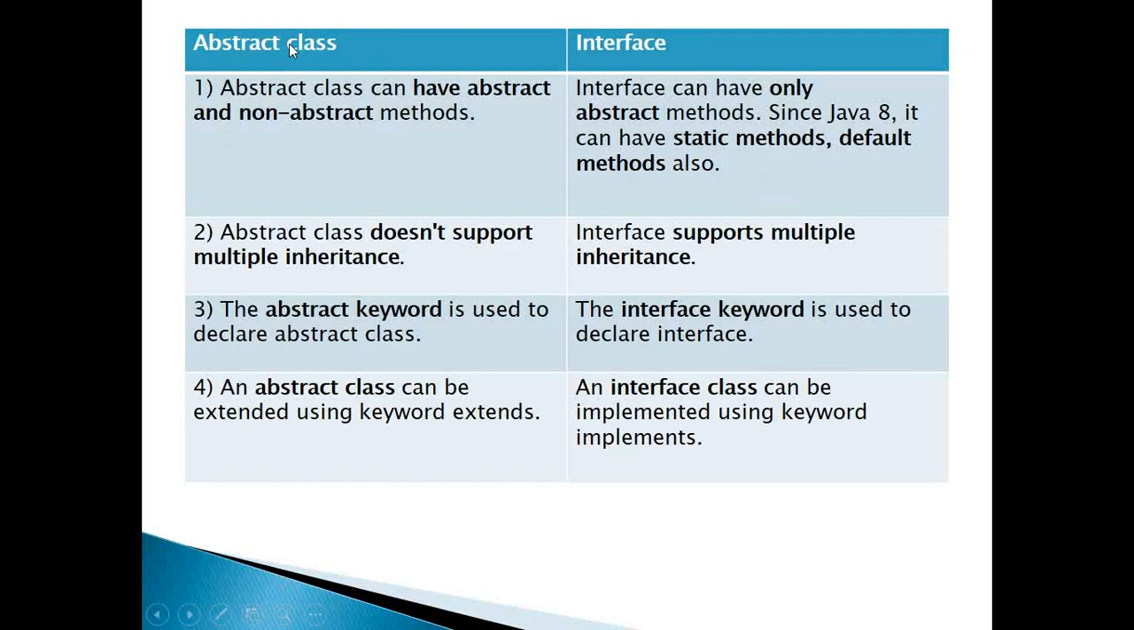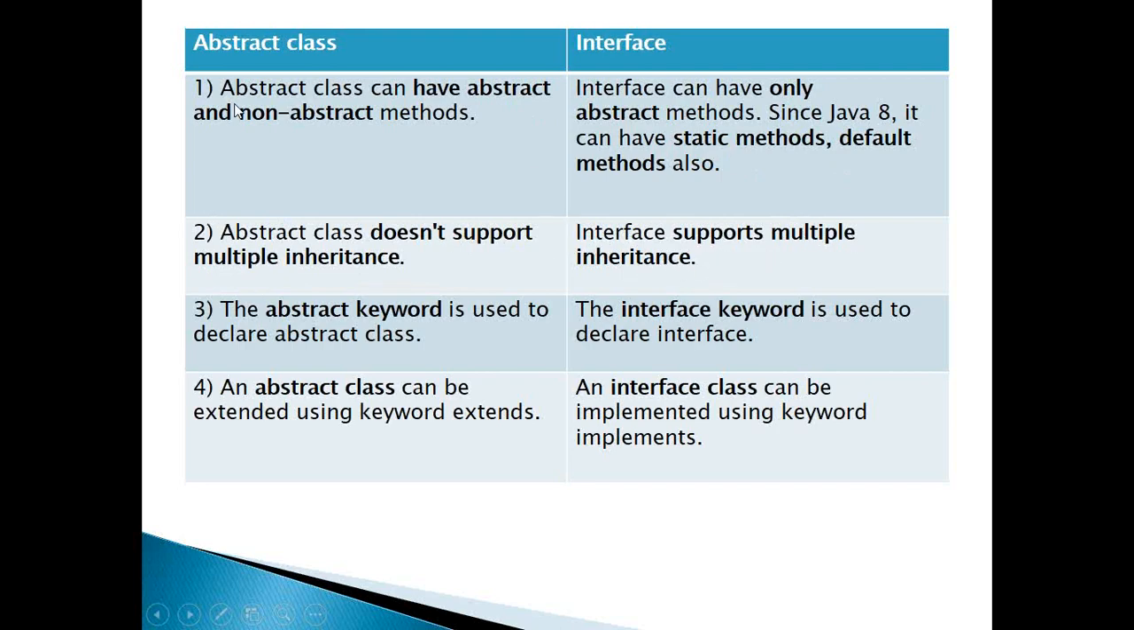So abstract class, what is the main difference? See, an abstract class can have both abstract and non-abstract methods, but an interface can have only abstract methods. After Java 8 it can have both static and default methods. The abstract class does not support multiple inheritance. That is one, that is right. Interface will support multiple inheritance.